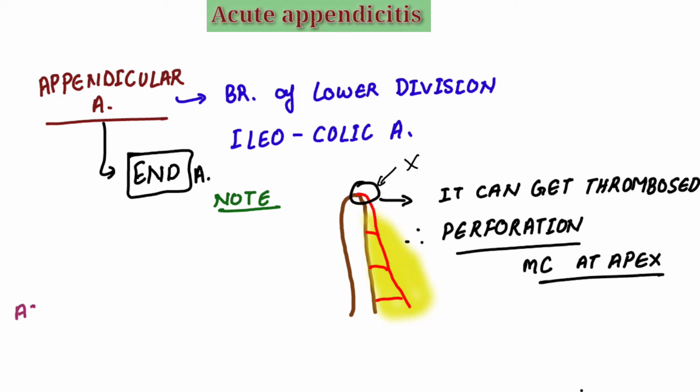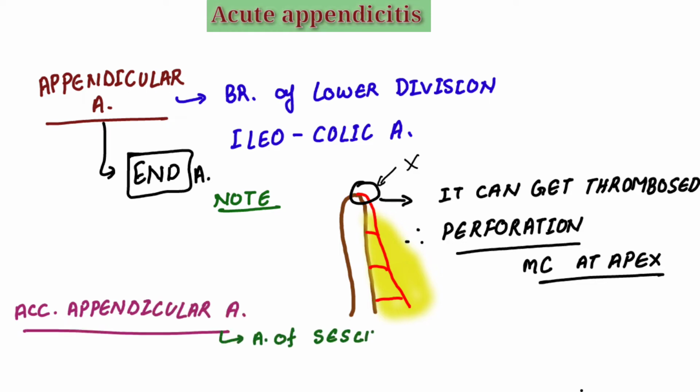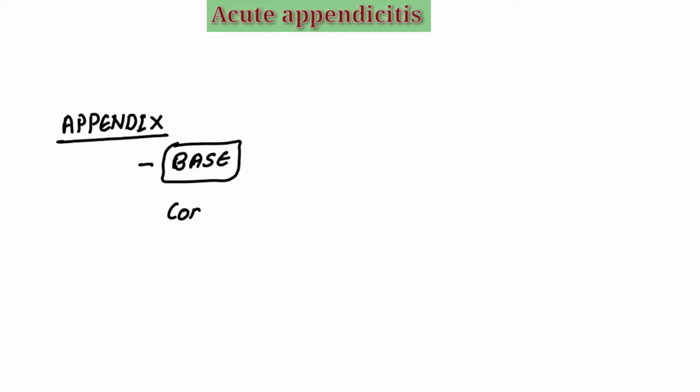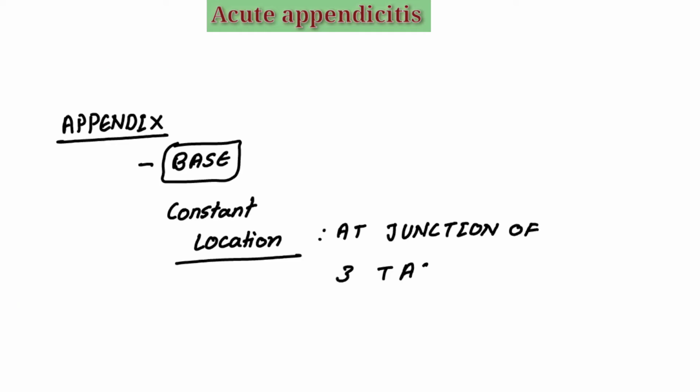In some patients, there can be an accessory appendicular artery as well. This accessory appendicular artery, also known as the artery of Seshachalam, an Indian surgeon, is a branch of the posterior caecal artery. The appendix base has a constant location at the junction of the three taenia coli.